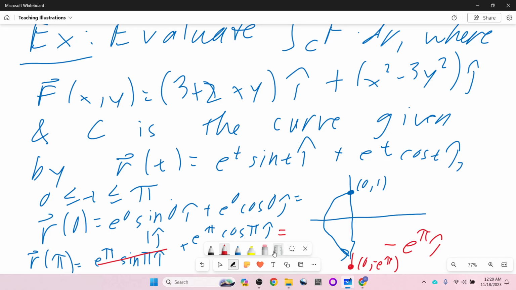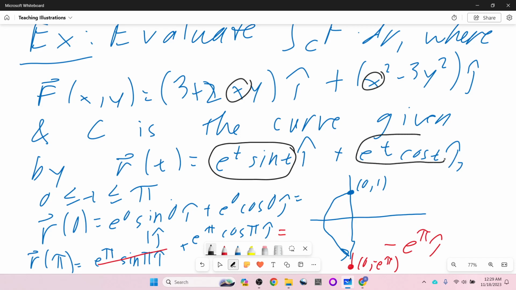So anyway, if you look at this function, what we would have to do, we'd have to take this and plug it in for these x's. This, plug it in for these y's. Then we would have to take that, dot it against r prime. We take the derivative, so there's some product rule in there. Then we have to do the dot product. Then we'd have to do the integral from 0 to pi. And that sounds very unpleasant.